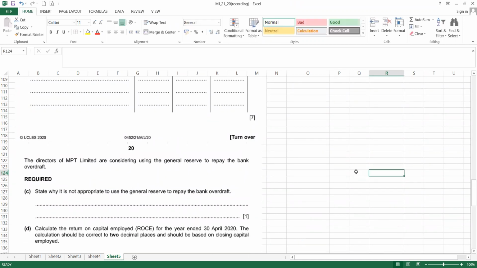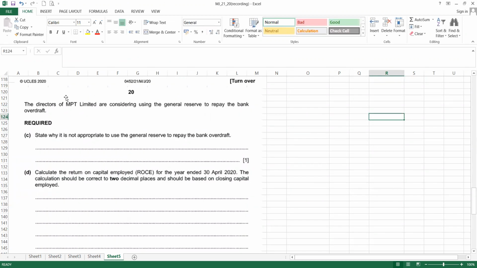The directors of MPT Limited are considering using general reserve to repay the bank overdraft. State why it is not appropriate to use the general reserve to repay the bank overdraft.